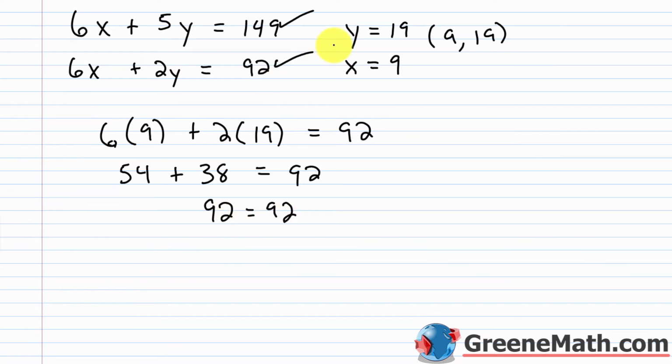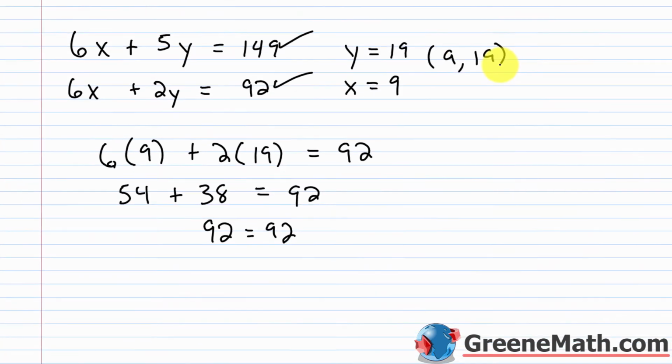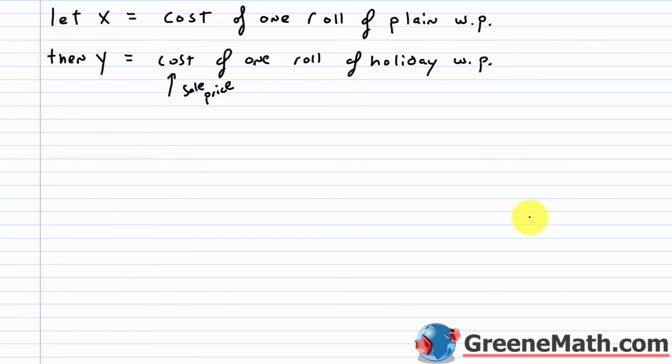Now remember, with a word problem, you've got to make sense of everything. You can't just stop and say, my answer is the ordered pair 9, 19. That doesn't relate to what you got. Your teacher would only probably give you partial credit for that. So let's go back up to where we wrote what the variables were representing. So remember, x was the cost, or again, the sale price of one roll of plain wrapping paper. And we found that x was equal to 9. So then one roll of plain wrapping paper is $9. Then y is the cost of one roll of holiday wrapping paper. We found that y was $19.